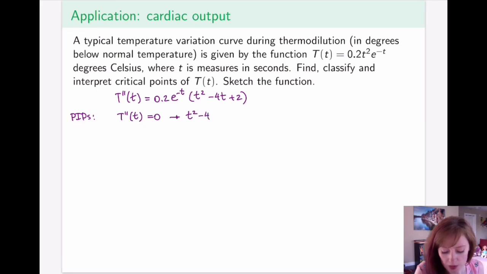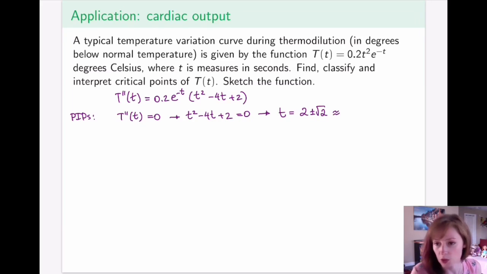Now, a lot of times you are able to find nice solutions to quadratic equations. This is not one of those cases. In this case, you will have to apply a quadratic formula, and it will produce two slightly ugly solutions, 2 plus or minus square root of 2, which are approximately equal to 0.58 and 3.41. Okay, so those are our potential inflection points from this case.